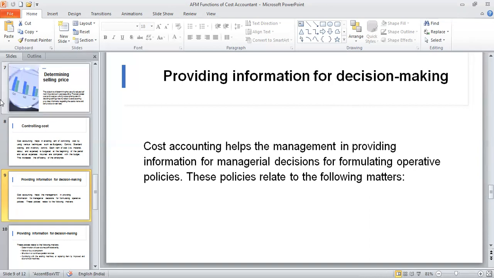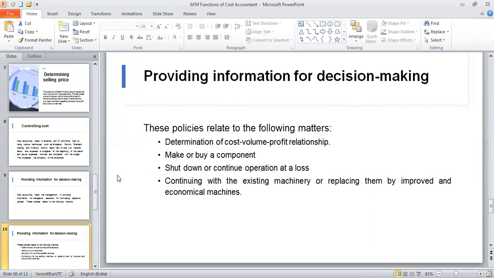These are the policies that the top level management formulates. As I told you, as a part of the traditional functions of the cost accountant, he has to provide the information. Based on the information, top level people are those who are responsible for decision making.